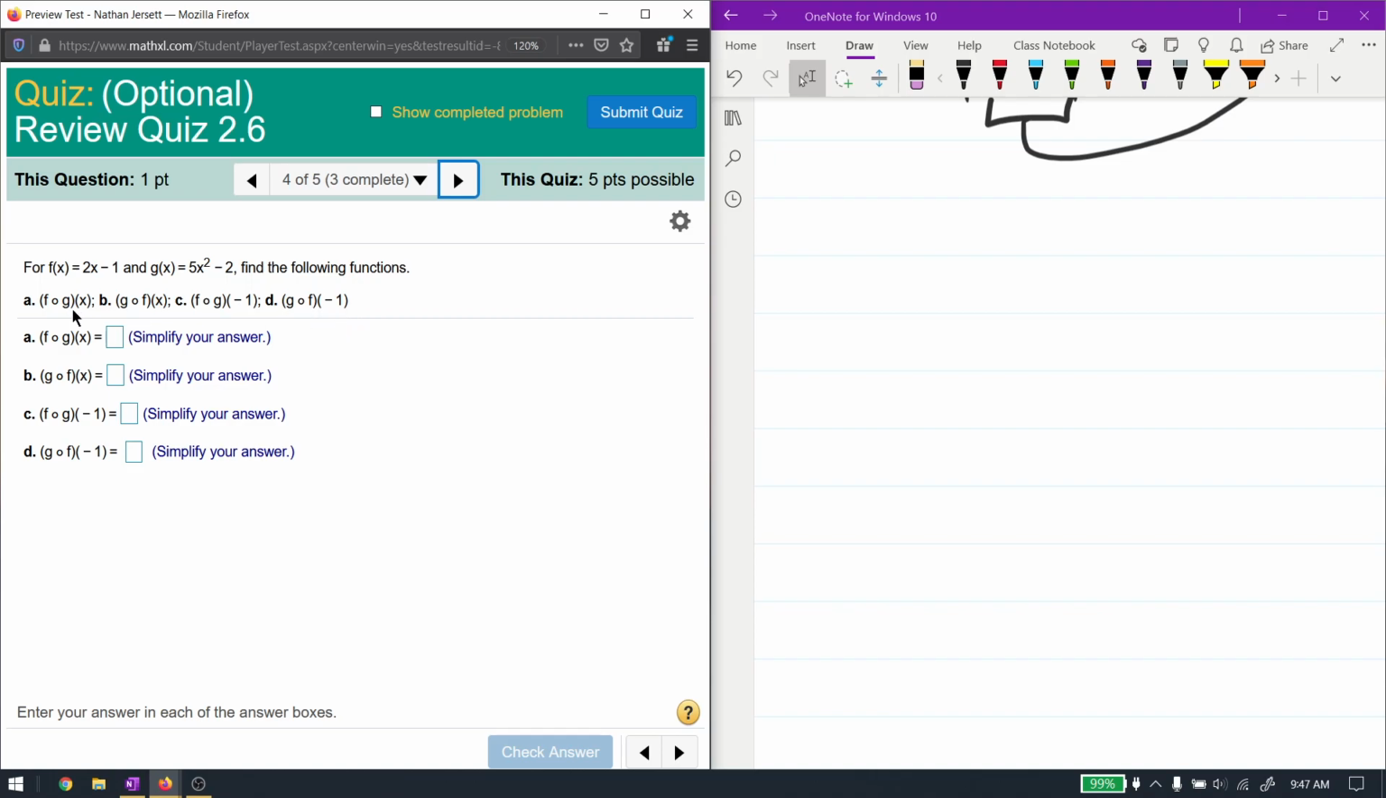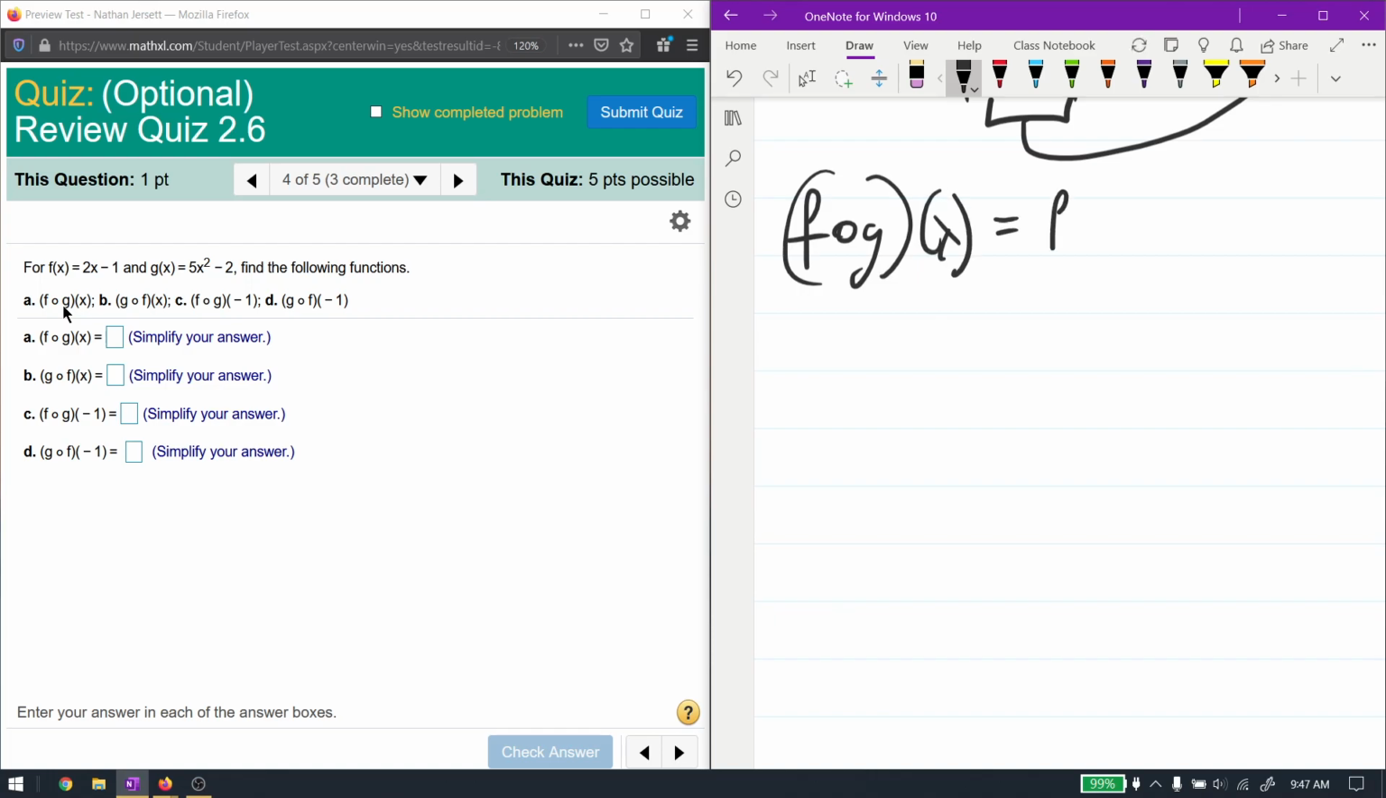Part A is called f of g of x, and then B is g of f of x, f of g of negative 1, g of f of negative 1. The first one, we're going to plug g of x into f of x. I'll just show you that. f of g of x means just plug g of x into f of x. In other words, plug the function g of x, which is 5x squared minus 2, into the x spot of f of x. So we have 2 times x minus 1. The x is now g of x.